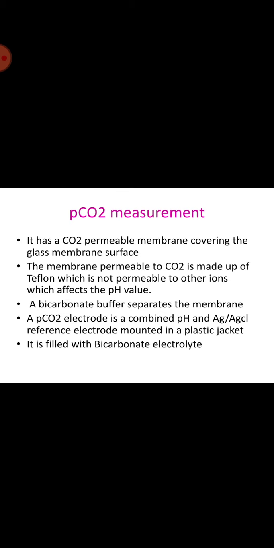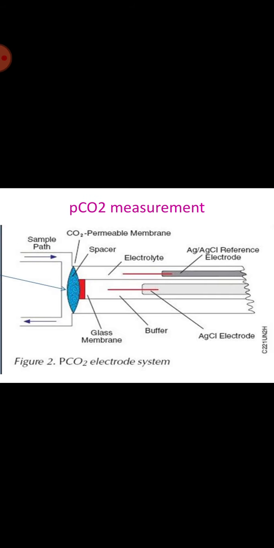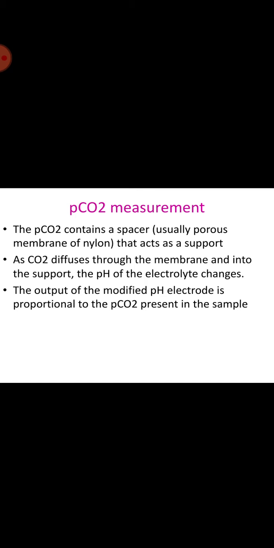So the PCO2 electrode is a combined pH and AgCl reference electrode mounted in a plastic jacket, and this will be filled with the bicarbonate solution. The PCO2 electrode contains a spacer which acts as a support. As CO2 diffuses through the membrane and into the support, the pH of the electrolyte will change, and accordingly the output of the modified pH electrode will change. So this change will be proportional to the carbon dioxide concentration in the sample. Thank you.